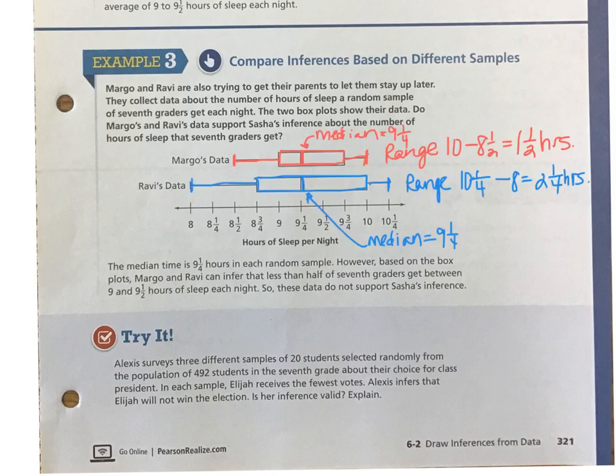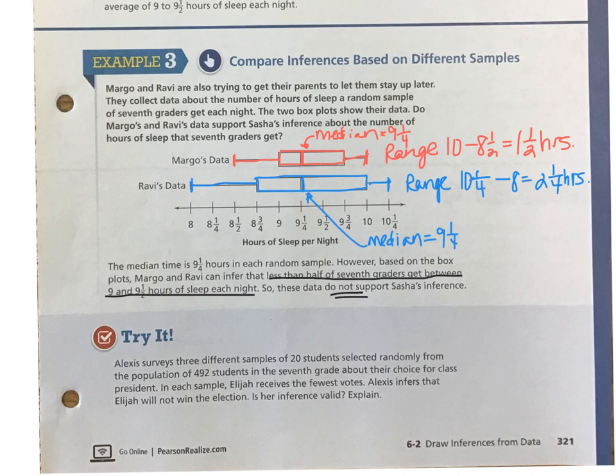In this case, the median time is 9 1/4 hours in each random sample. However, based on the box plots, Margot and Ravi can infer that less than half of the 7th graders get between 9 and 9 1/2 hours of sleep each night. So these data do not support Sasha's inference.